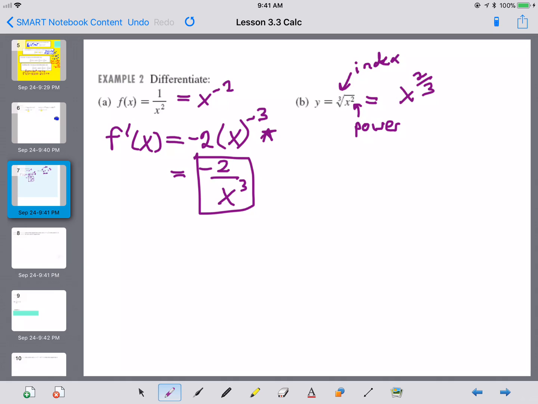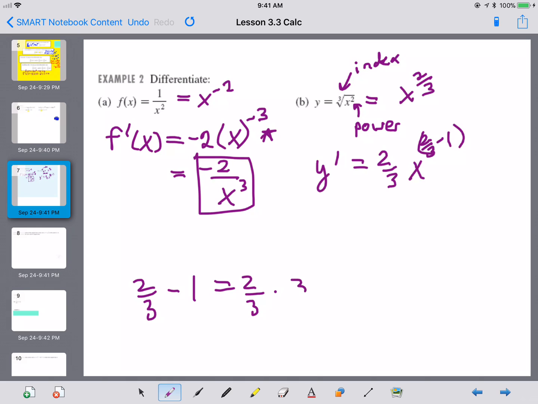As soon as you write it as that power function, then you can use the rules that we know for power functions. So y prime in this case, or the derivative of y, would be 2/3 dropping down in front, and then the x becomes x to the 2/3 minus 1. Now let's remind ourselves how fractions work. 2/3 minus 1 is the same as 2/3 minus 3/3, or negative 1/3. So this could be written as 2/3 times x to the negative 1/3.